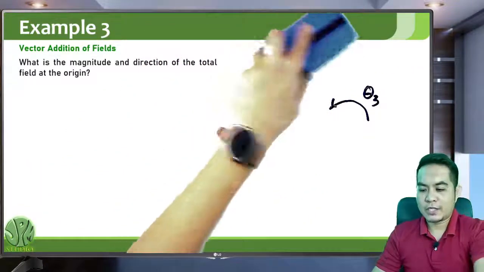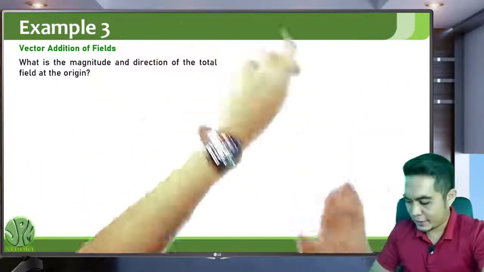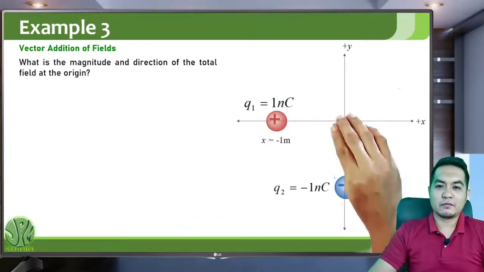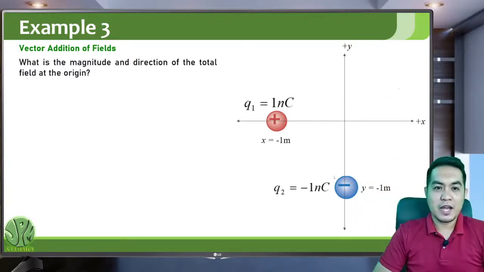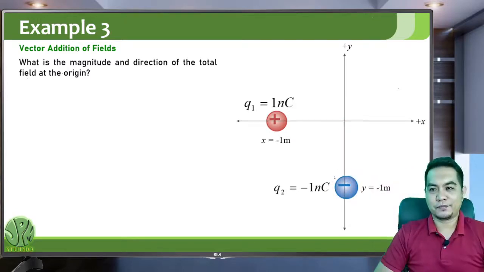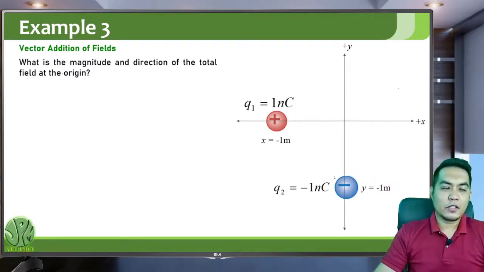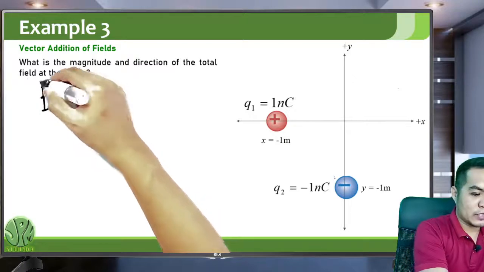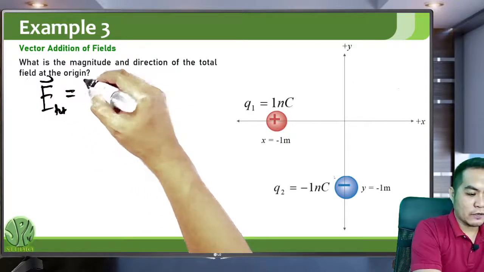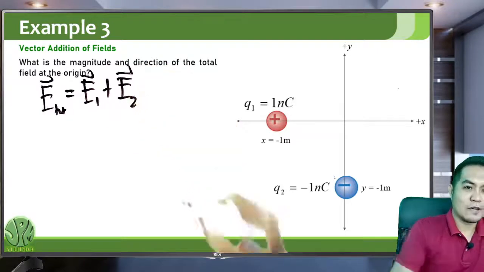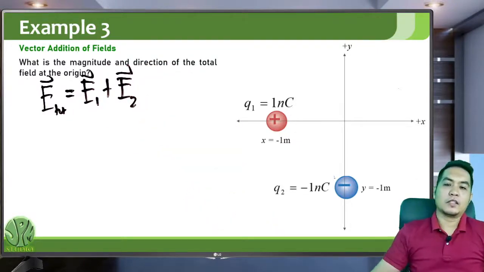Okay. This is now vector addition of electric fields example. So this is actually a similar problem, but we take Q3 out of the picture. And we are just after the total electric field at the origin. Okay. So in order to find the total electric field at the origin, it's just a superposition. The total electric field is just a superposition of the electric field due to Q1 at the origin plus the electric field due to Q2 at the origin.